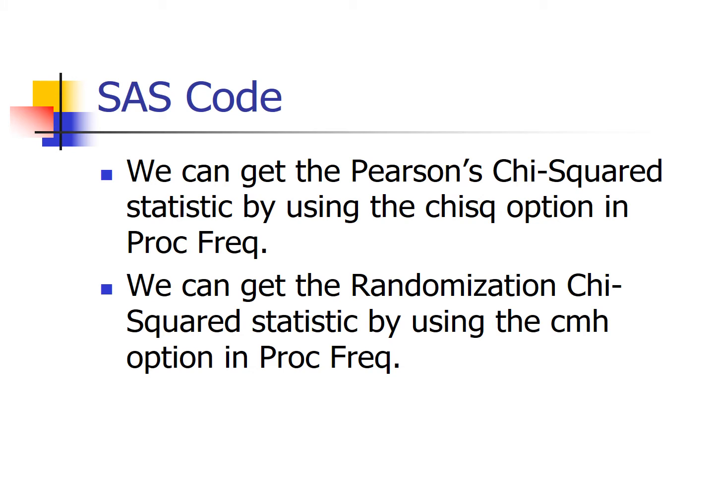And incidentally, same rule of thumb for what is needed for it to be sufficiently large to have a close enough approximate chi-squared relationship that we're justified treating it as if it was in fact chi-squared. So how do we do this in SAS? We can get the Pearson's chi-squared statistic with just the chi-square option. We're familiar with that. And we can get the randomization chi-square by using the CMH option. We're also familiar with that. So the code is nothing new to us.